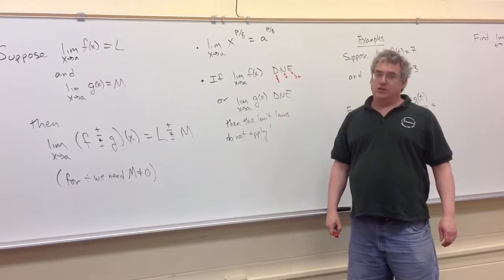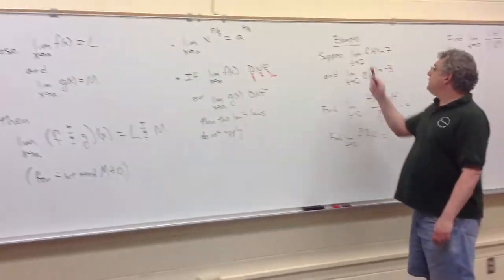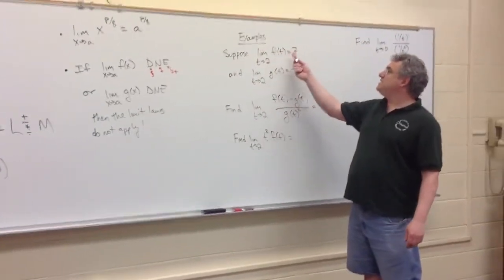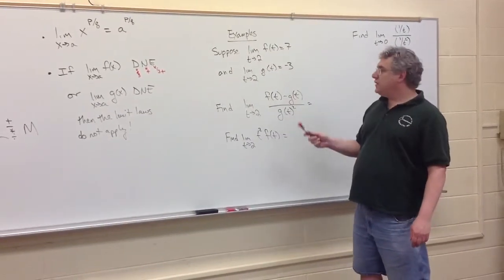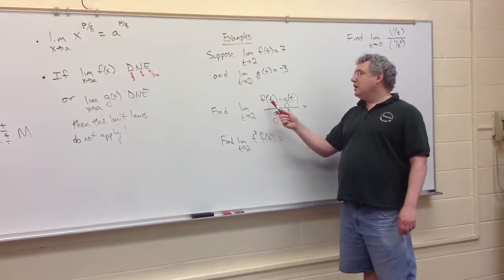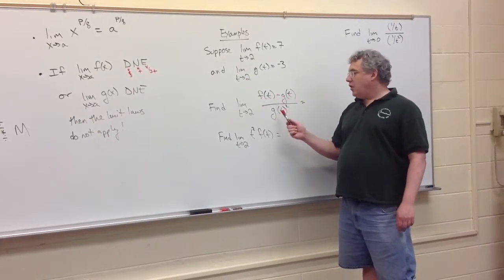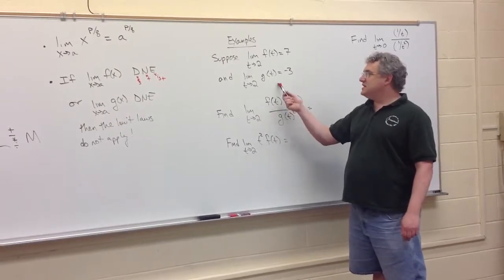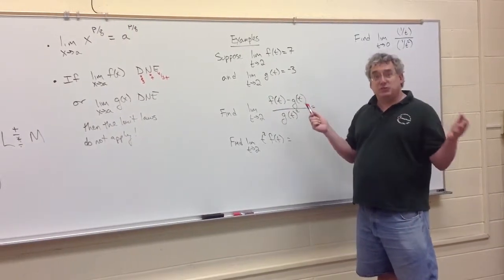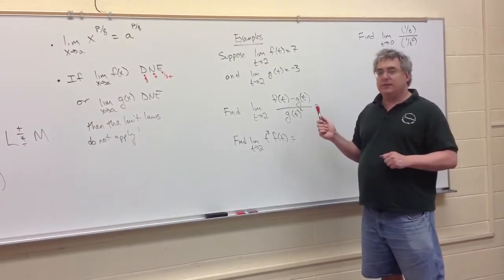Let's do an example, or two, or three. Suppose the limit as t goes to 2 of f of t is 7. The limit as t goes to 2 of g of t is minus 3. So what do we have? The limit as t goes to 2 of f of t minus g of t, all over g of t squared? Well, what is that? This limit exists, this limit exists. So we can do any algebra we want on it, as long as we're not dividing by 0.